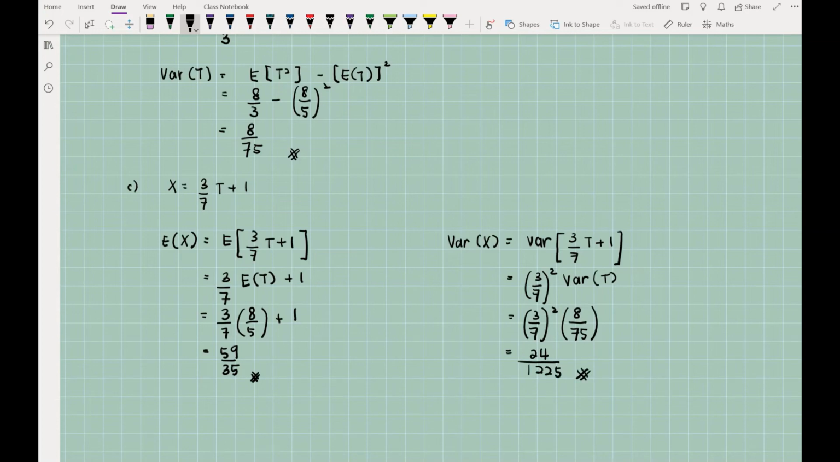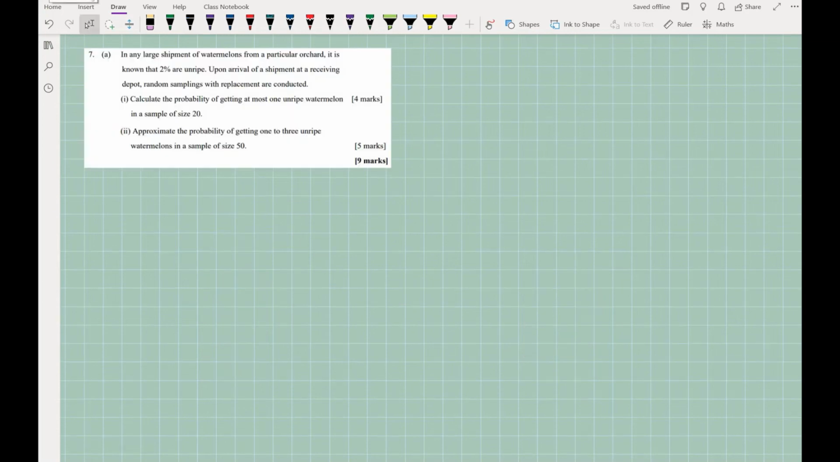24/1225. Okay, done. Finally, let's move on to question 7, where for question A here, in any large shipment of watermelons from a particular orchard, it is known that 2% are unripe. So from the info given here, 2% are unripe, that is our probability. Okay, so probability of success. From there, you are going to get P is equal to 2%, which is just 0.02.